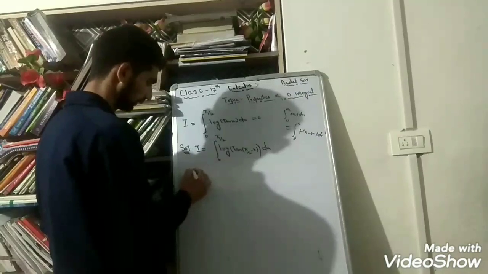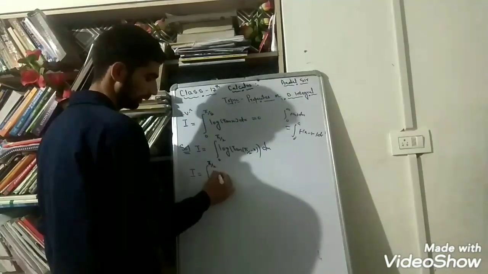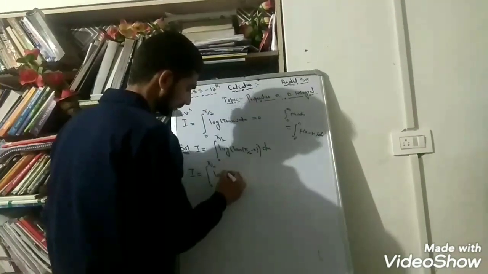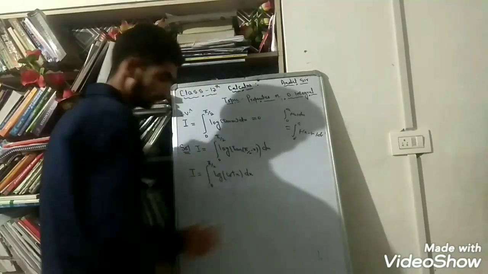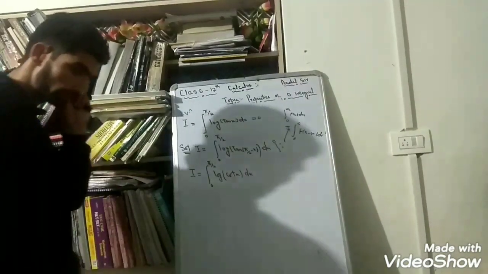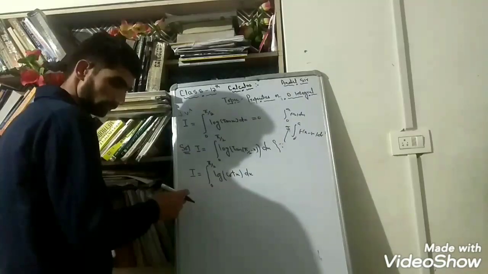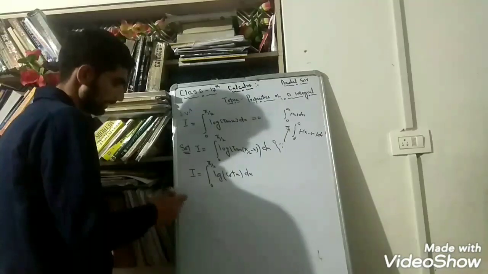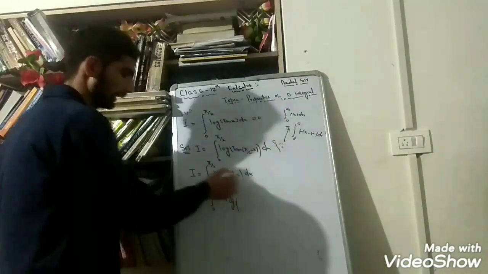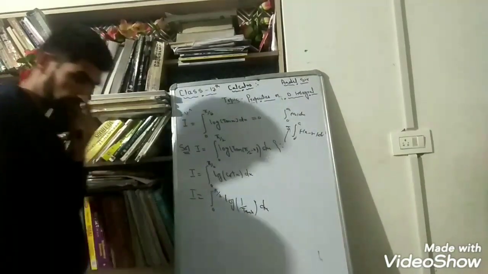So this implies I equals, now this is very important, the integral from 0 to pi divided by 2 of log of tan of 90 minus theta, that is cot of theta. So you will write this as cot x. This is our integral now, because of the property. After that we can write this cot x as 1 divided by tan x, because this is the inverse of tan x.